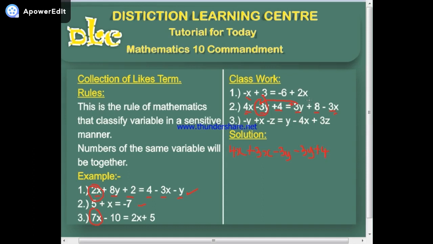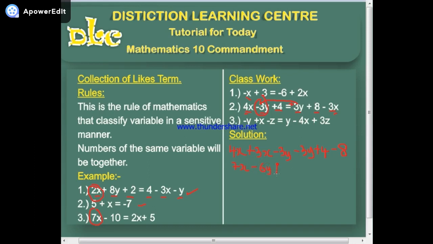And this plus 8, which is at the right hand side, will come to the left hand side too. And the sign will change to minus 8. So if we simplify this, we are going to get 4x plus 3x, that is 4 plus 3, that is 7. And join the x to it. And minus 3 minus 3, that is minus 6y.